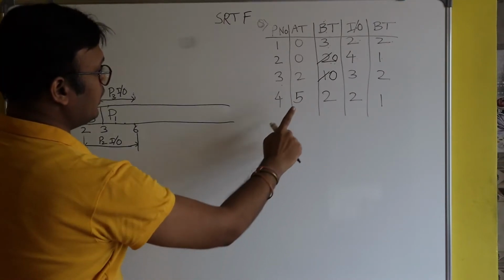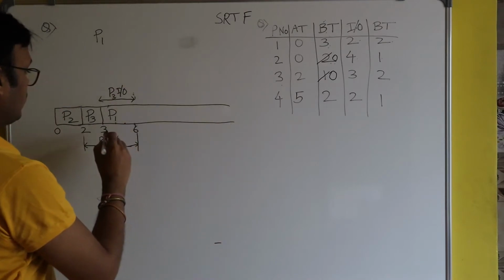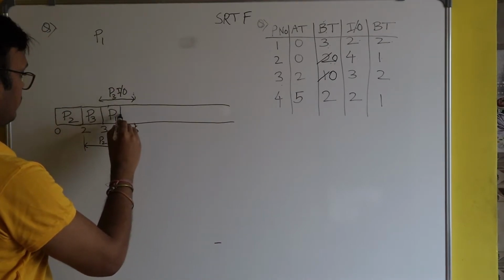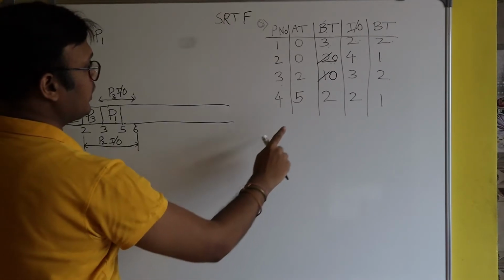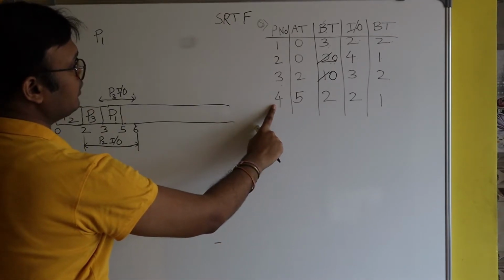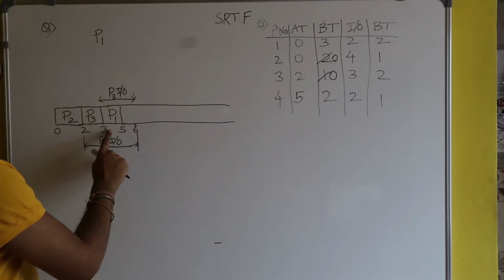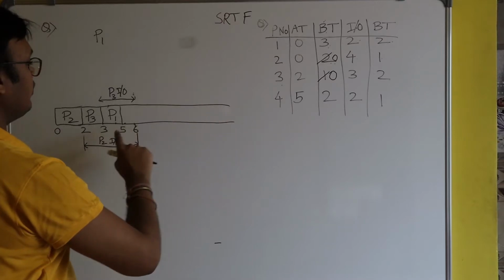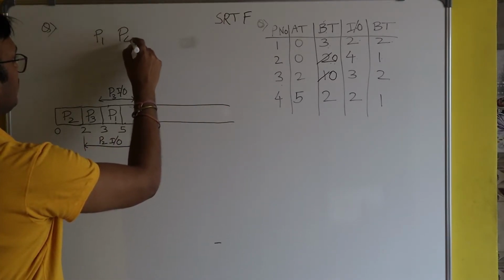And you see, after running for 2 seconds, it means what? From 3 to 5. After running for 2 seconds, you can see process P4 has arrived. When P3 ran for 3 to 5th second, at the 5th second process P4 arrived. So here process P4 is also available.